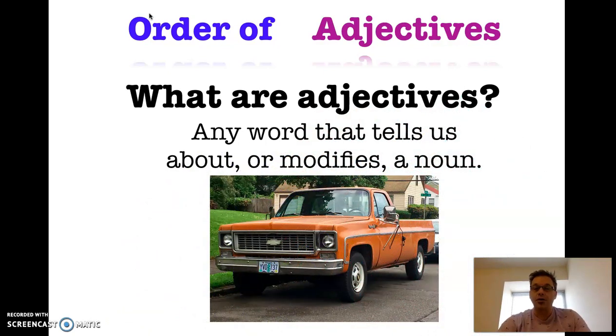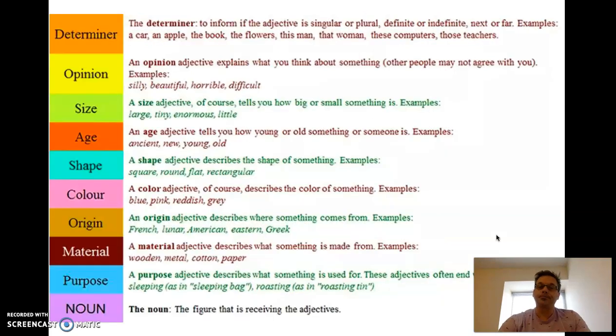What is the noun for the thing in this picture? Right, it's a truck. Now, we could say what kind of a truck. We could talk about the truck or modify what kind of a truck. We could say it's an orange truck. We could also say it is an old truck. But should we say it's an old orange truck? Or should we say it's an orange old truck? That's the question. Let's look.